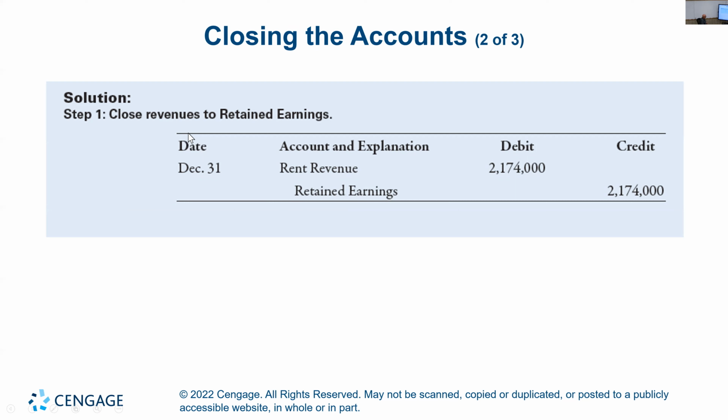So here, step 1 is to close revenues. We had this much revenue. It is normally a credit balance. To close it out, what we mean is we're going to make that balance go to 0. So we take away a 2,174,000 credit balance. We debit it, which, as you can see, increases our retained earnings.